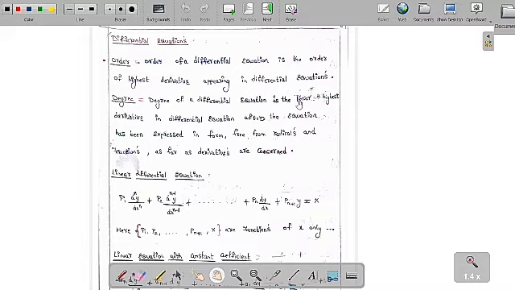The degree of a differential equation is the power of the highest derivative in the differential equation, after the equation has been expressed in a form free from radicals and fractions as far as derivatives are concerned. Whatever order you get, you take the power of that order, and that power is what we call the degree.